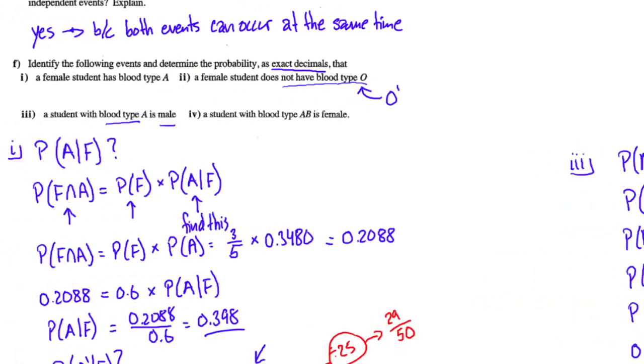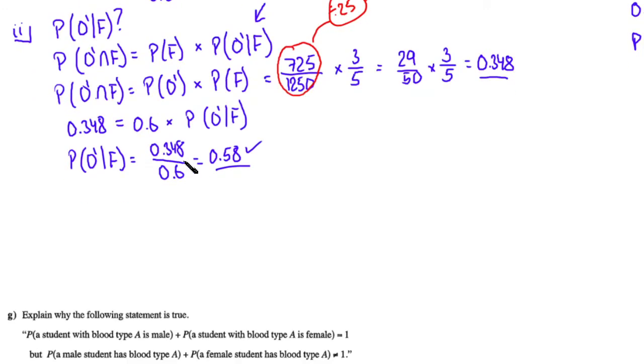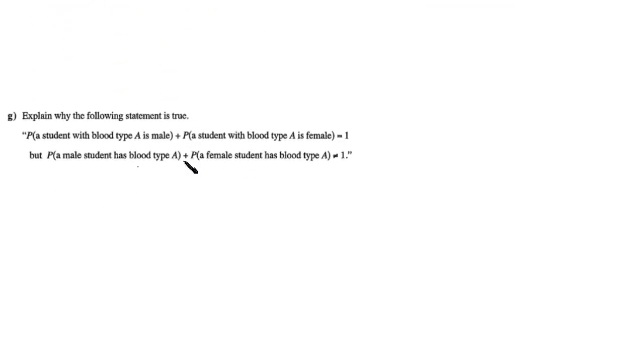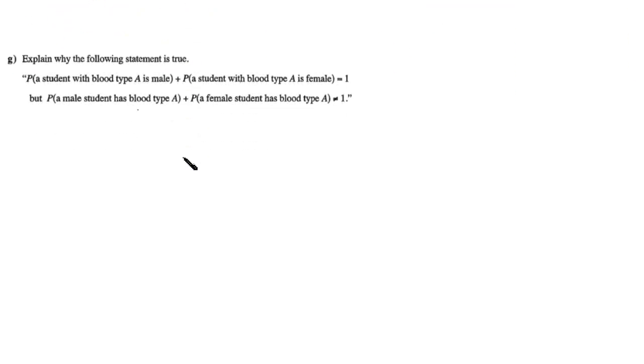Now, did we finish F? We finished F. I think there's one more question, but it doesn't involve any calculations. Okay, so in the last question here in G, they're asking, explain why the following statement is true. So the probability a student with blood type A is male plus the probability of a student with blood type A is female equals 1. Why is this true? Well, because these two events are complementary events.